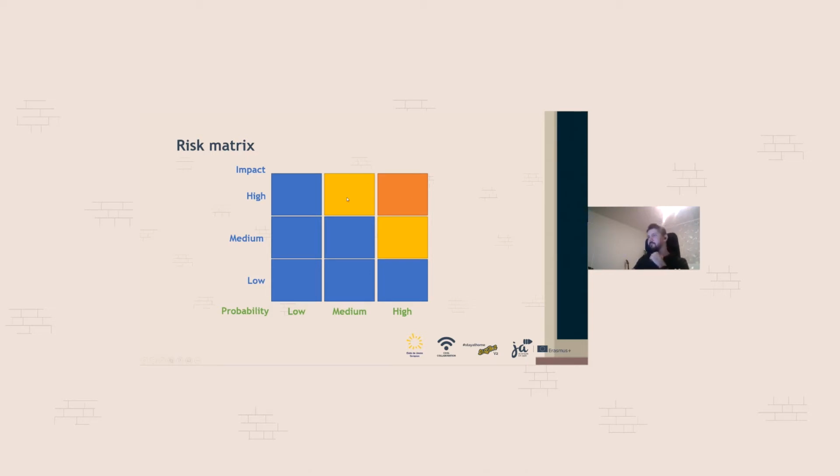Then we have high impact with medium probability, or medium impact but high probability. This is priority number 2, and the rest is priority number 3. So it's okay if there is a high impact but a really low probability that it will happen; I don't need to deal with that one immediately. But these three I need to solve immediately, maybe even before the project starts.